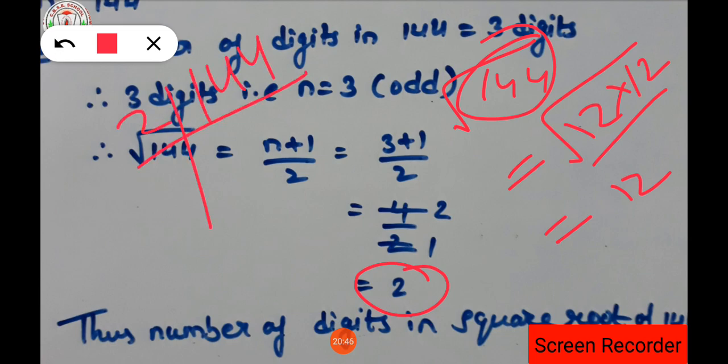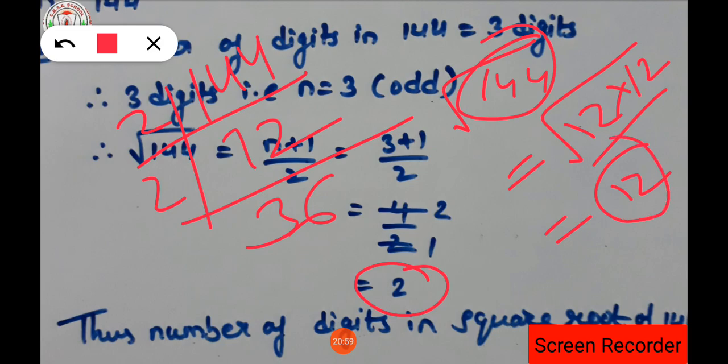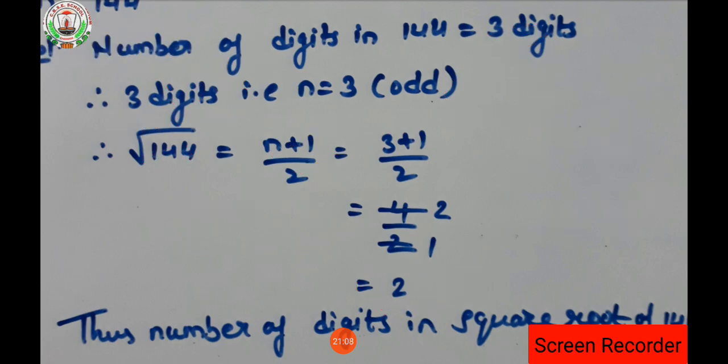Whatever the method is suitable to you, you can use this method. Like this you have to find the factors of the numbers. So here it will be 3 and 6. Like that you have to find. Then pairing will be done and 12 will come exactly. So 12 is having how many digits? 1 and 2, a 2-digit number. That means the square root of 144 is a 2-digit number.